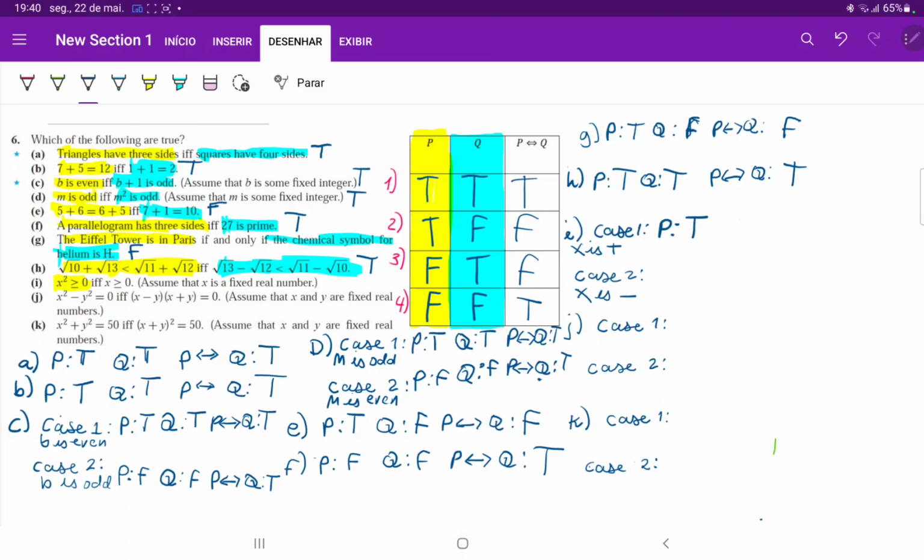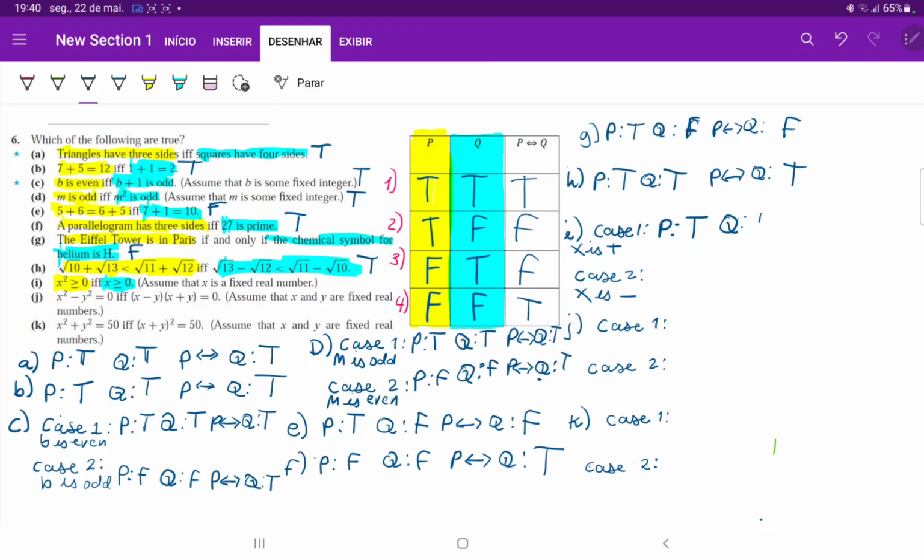So for P, X squared is greater than or equal to 0. Well, this is always true, right? So true. And what about Q? Q is, let me highlight that, X is greater than or equal to 0. Well, in the case where X is positive, this is true. X is greater than or equal to 0.